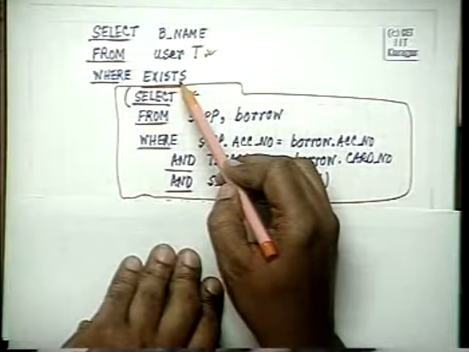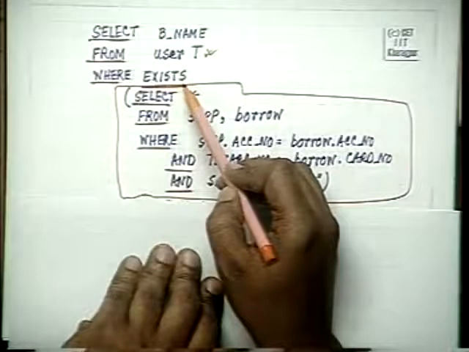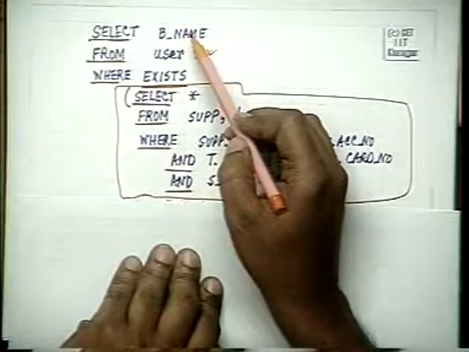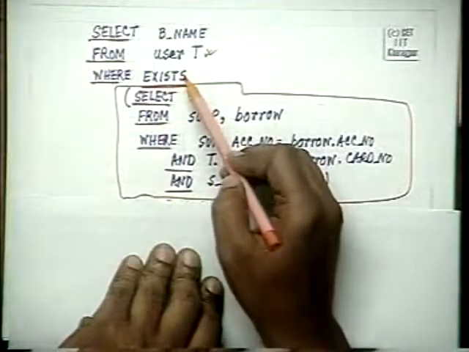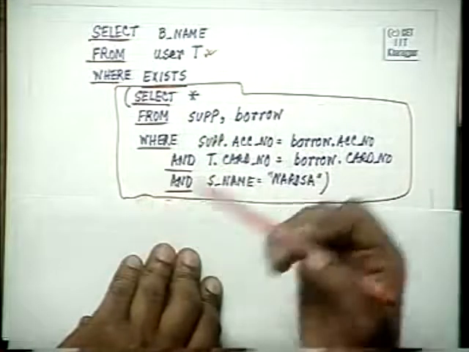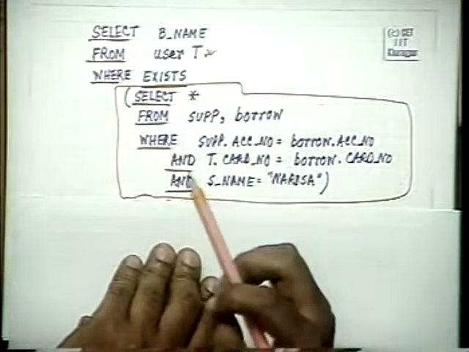Other than exists, you can have not exists as well. If I have not exists, then it would be: give me names of all borrowers such that they have issued no book supplied by Narosa. Not exists means if this is null, then not exists is true. It is just the opposite of exists. We have got in, which is element of; exists means not empty, not exists means empty.